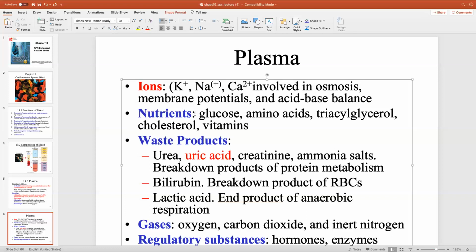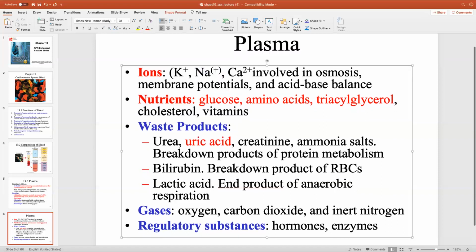Now, what else is found in plasma? Nutrients: glucose, amino acids, fats, triacylglycerol or triglycerides, right? Even vitamins, those are all found in plasma. And waste products include urea, right? Uric acid, creatinine, ammonia salts, bilirubin, lactic acid. These are all waste products that our body produces.